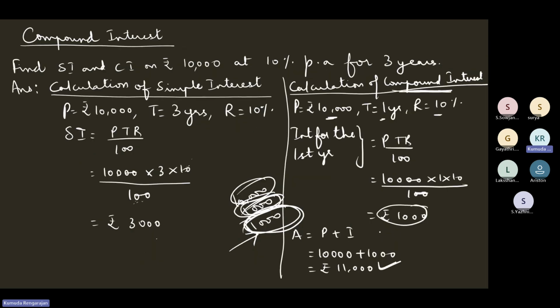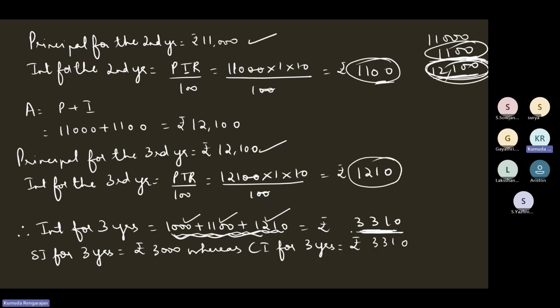But what is the simple interest we got for 3 years? 3,000. The simple interest is only 3,000. But the compound interest is 3,310. So compound interest is more than simple interest because in simple interest, interest is given only for the principal money. Interest is not given for the interest which is accumulated in your account. But under compound interest, interest is given for the entire money which is accumulated in your account. That is, interest is given for the principal and the interest which is there in your account.